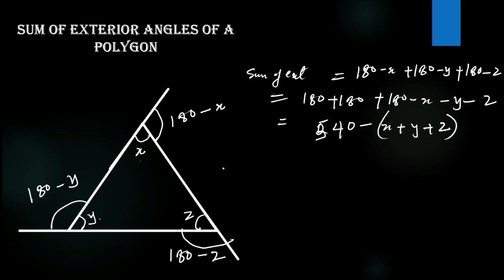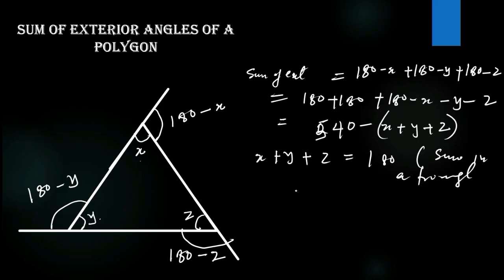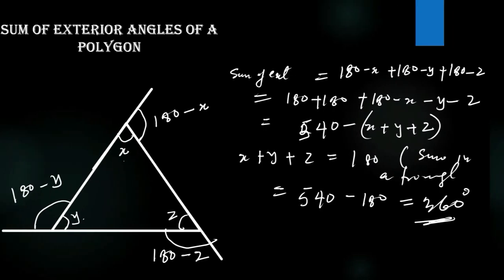Remember, we agreed initially that x plus y plus z is the sum of angles in a triangle and is equal to 180. So the sum of exterior angles now will be 540 minus 180. 540 minus 180 is the same thing as 360. So the sum of exterior angles of any polygon is given as 360 degrees. Now let's see the next theorem.